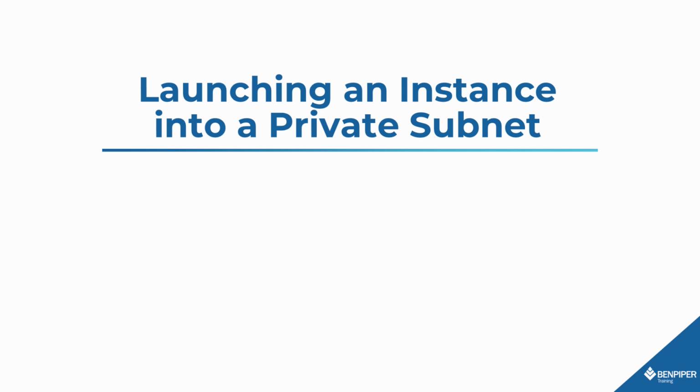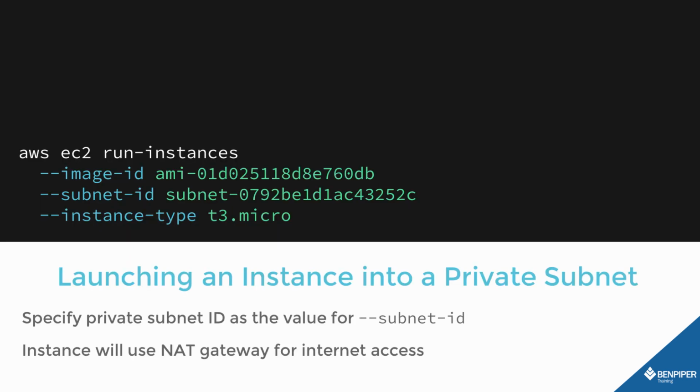Launching an instance into a private subnet is actually a bit easier than launching into a public subnet because you don't have to mess with public IP addresses. In fact, launching an instance into a private subnet is so similar to what we just did that I am not going to demonstrate it, but I will show you the command. Here it is. You specify the AMI, the private subnet ID, and the instance type.